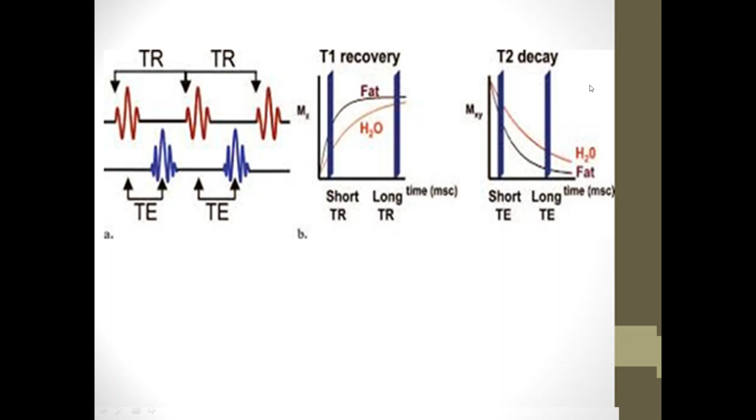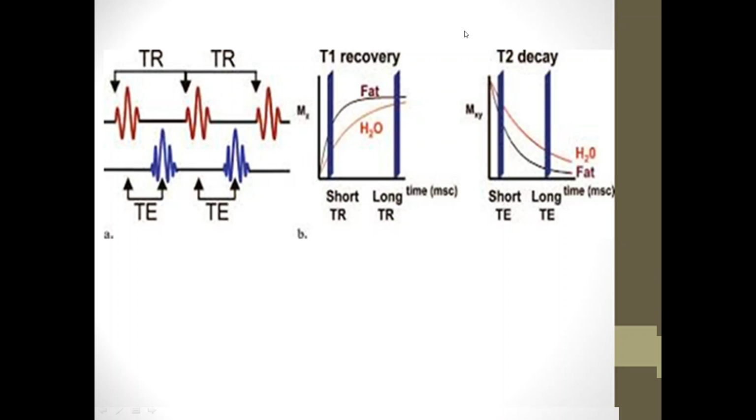But for T2, you will find the decay of water is very long, but the decay of fat is very fast. So the contrast here between fat and water is very poor at short TE, because your recorded signal will be very poor. So we are using long TE, a long recording time, so the difference between water and fat will be very high, and we get higher image contrast. As we are using long TE, that's the reason why we are using long TR as well.